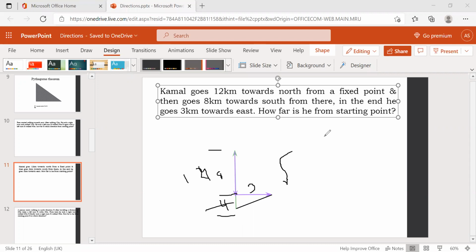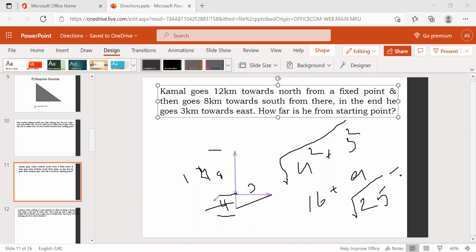So we know that this length equals, by the Pythagoras theorem, 4 square plus 3 square. Now it is 16 plus 9, root 25. It's nothing but 5. 5 kilometers is the answer, right? Yes. By using the Pythagoras theorem, that's it. Okay.